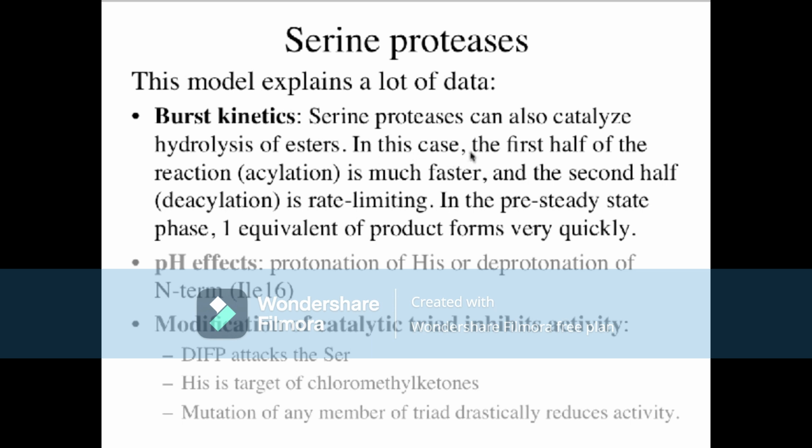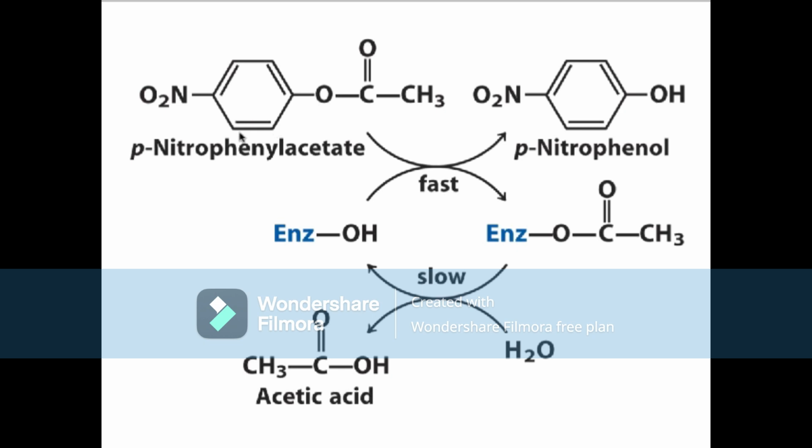So when it hydrolyzes esters, the first half of the reaction, the acylation reaction, linking the serine to the carboxylic acid of the ester, is very fast, okay, releasing the alcohol. The second half, the hydrolysis of that, is rate limiting, okay? So that means that as soon as you mix enzyme and substrate, you get one equivalent of one of the products very quickly. So for example, if we're using nitrophenyl acetate as our ester, so this is nitrophenol over here, that's one of the products. The other product will be acetic acid or acetate, okay?